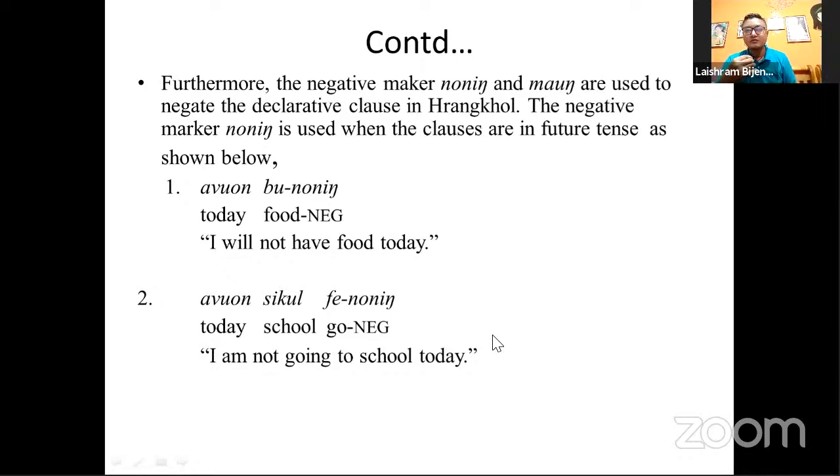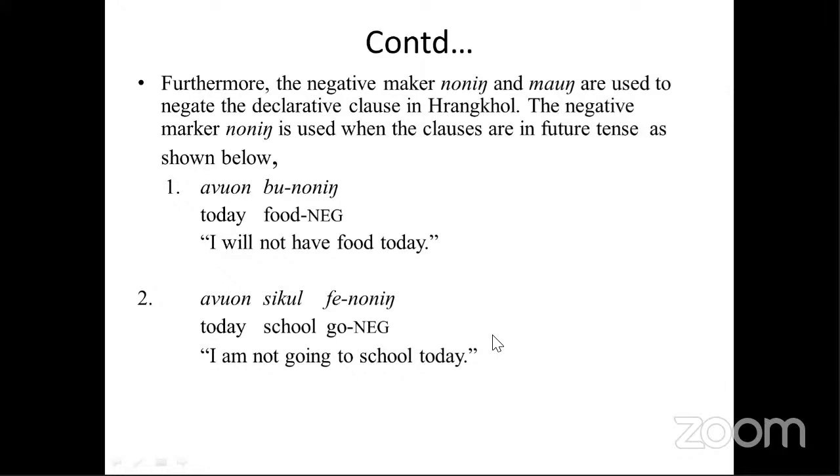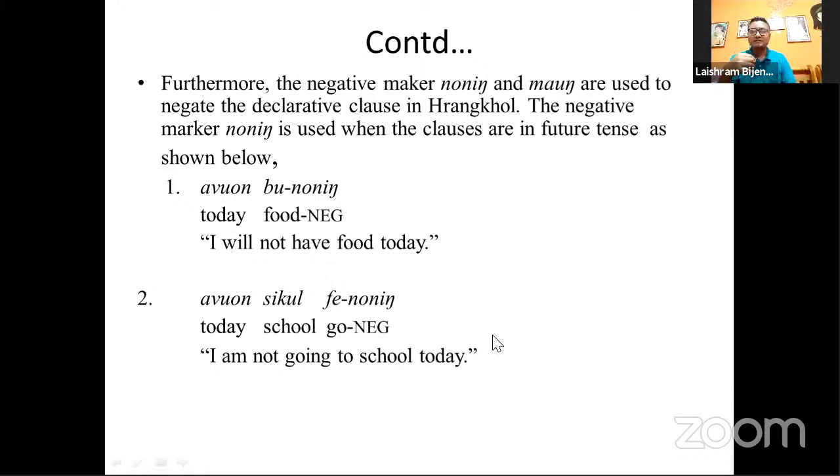I think Raju is a Rangkhol speaker, right? No, I'm a Bodo speaker. Okay. Can the Bodo speaker come in again? Your voice is clear. Please go ahead, sir. Now I don't know what happens to my internet.